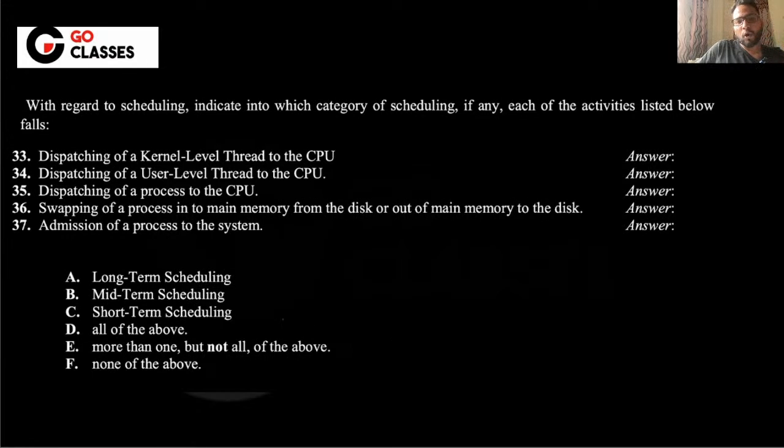Who does this? Long term, medium term, short term? All, more than one? I think the short term only, right? So the short term scheduler schedules any process to the CPU. It may be a kernel thread, it may be a user thread also.